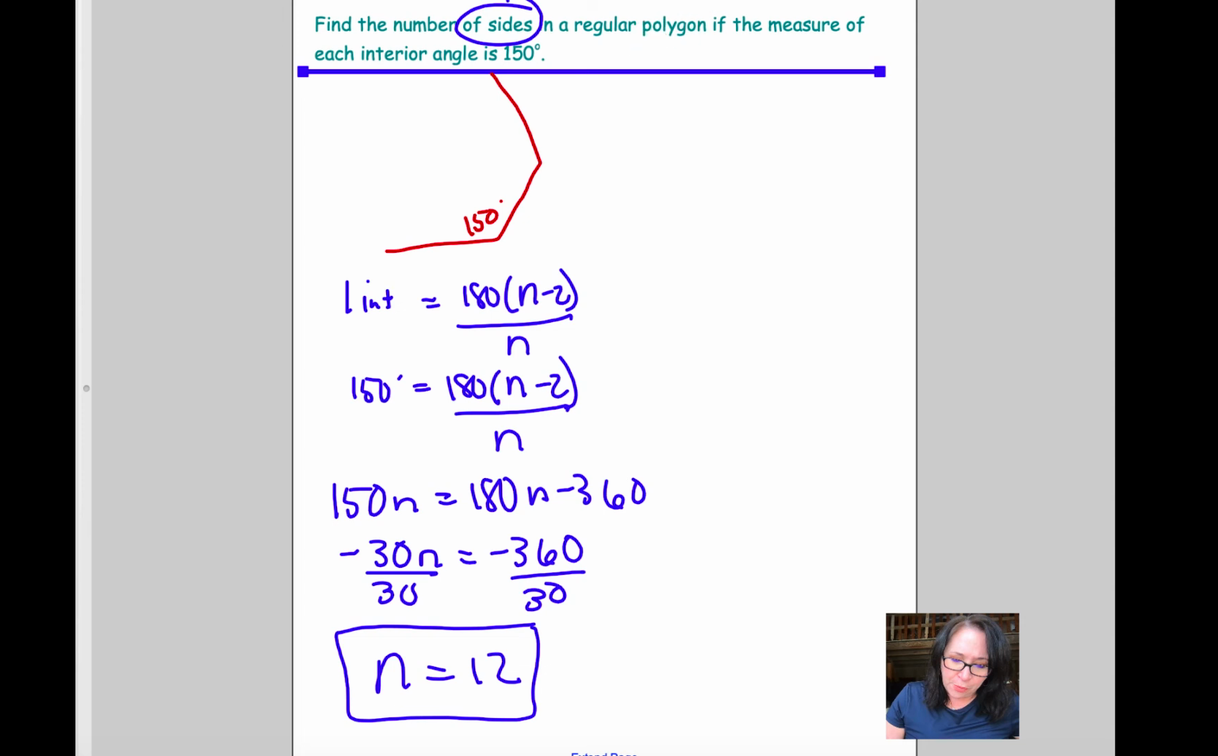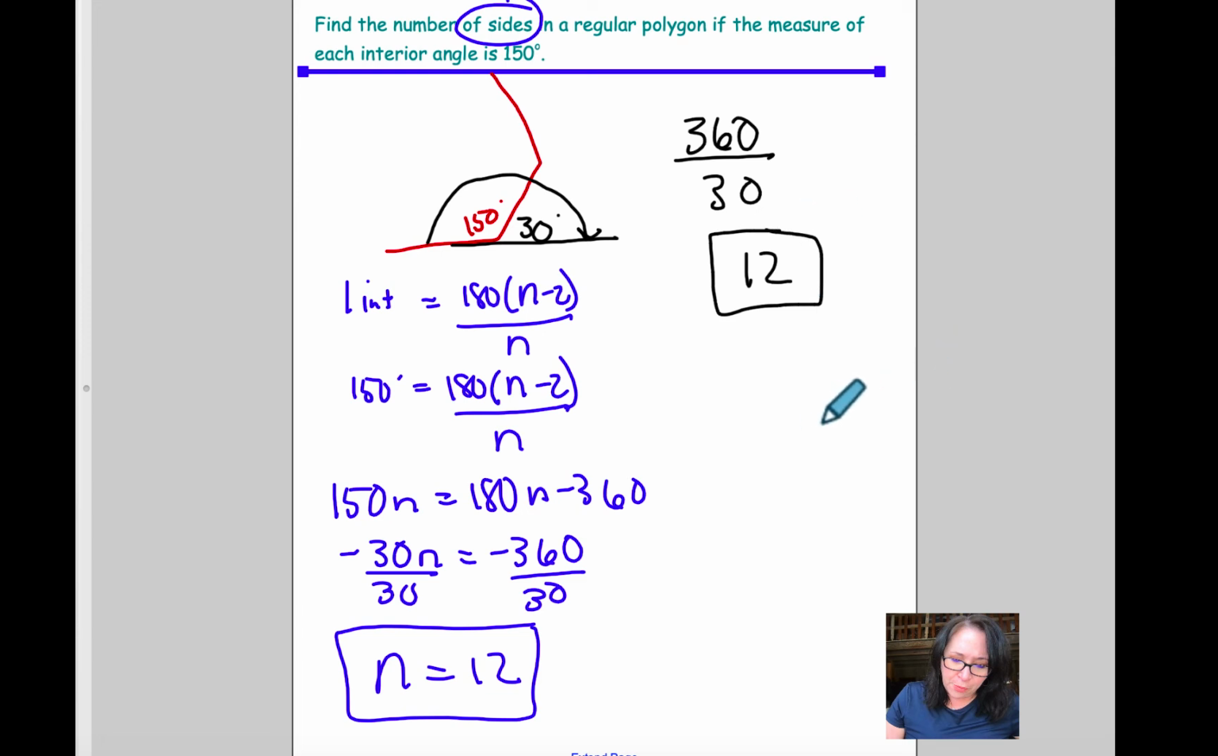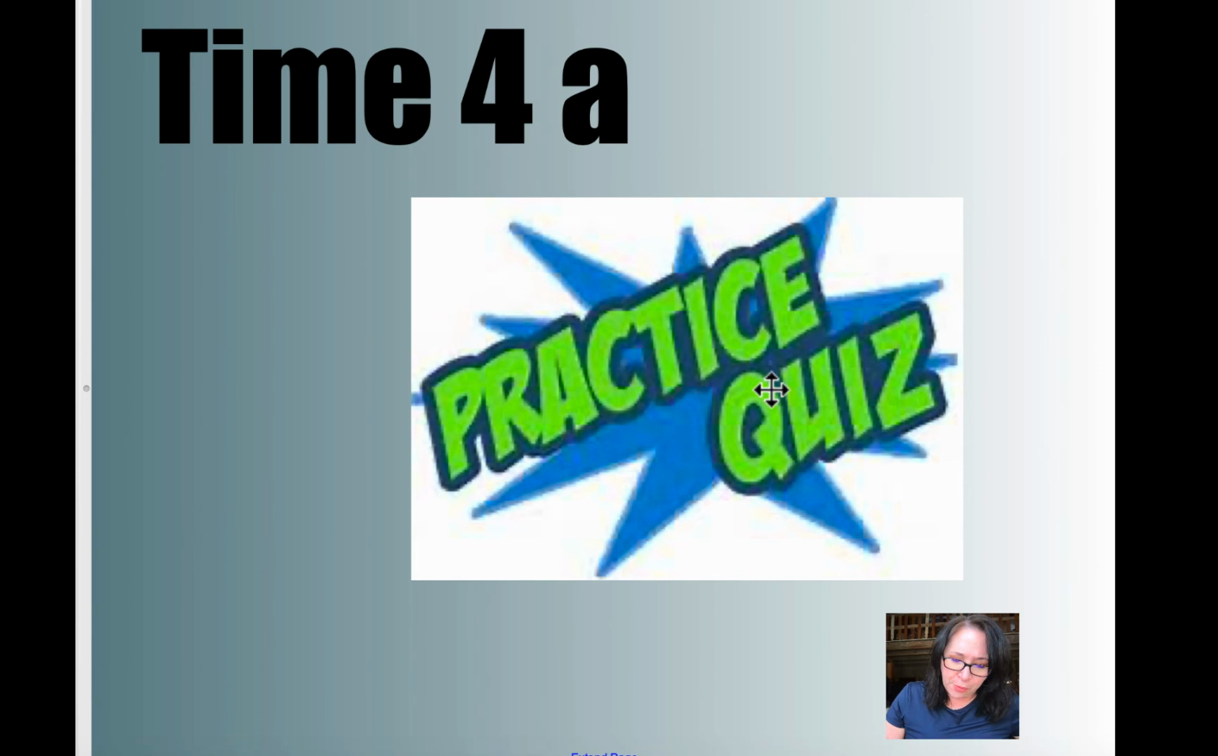But you would think that there would be an easier way to do this, and absolutely there is. You would extend this to an exterior angle. Knowing that this is 180 degrees, my exterior angle would be 30 degrees. You would then go 360 divided by 30, and that's 12. So much easier, right? But having options is good. So that concludes the little review that we have.